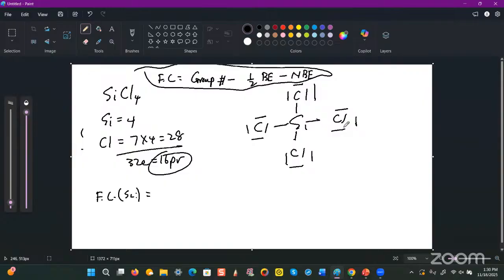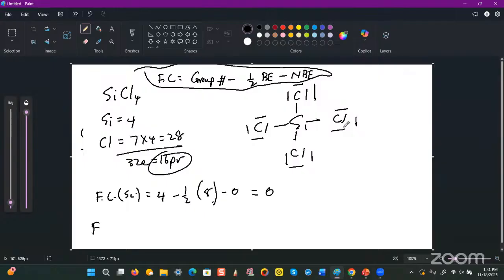For the silicon, the group number is 4, minus half the number of bonding electrons. If you look at the silicon atom, you have 2, 4, 6, 8, so that will be half of 8. And the number of non-bonding electrons for the silicon is 0. So when you work this out, what do you get? 4 minus half of 8, which is 4, which is 0. So the silicon atom has no charge.